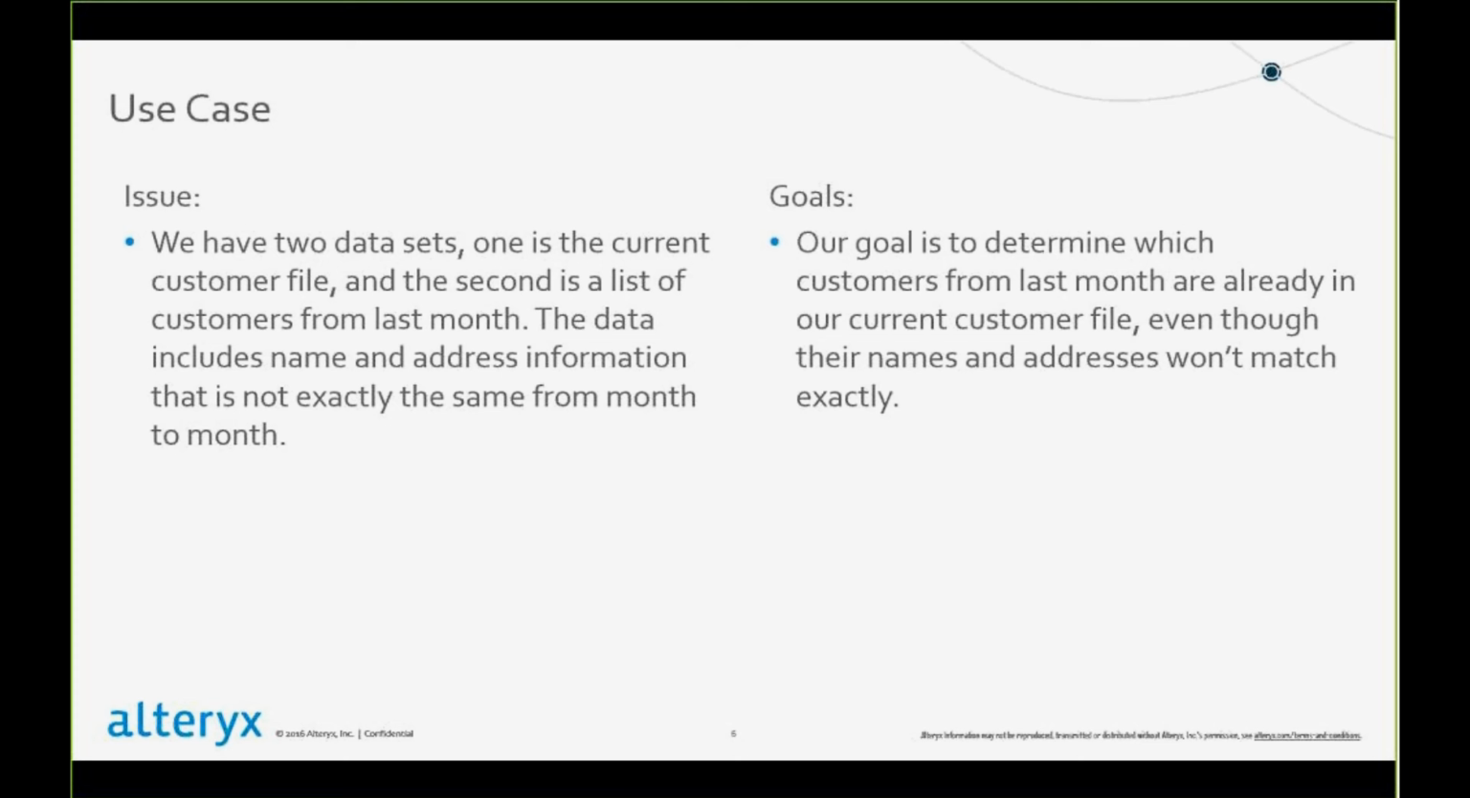And the issue is that those files, as is very common with any sort of name or address data, are not exactly the same. It's very expected that there will be discrepancies, typos, different abbreviations, different spellings, all sorts of things that could cause the two data sets to appear to be different, when in reality we know there is a lot of overlap between our customers last month and our customers in our overall file.